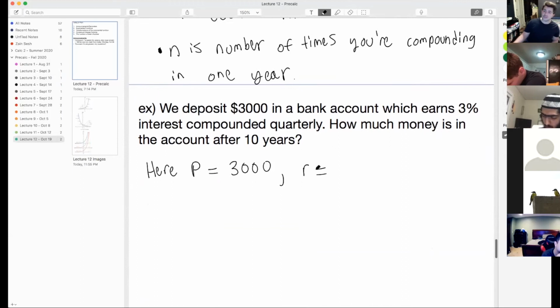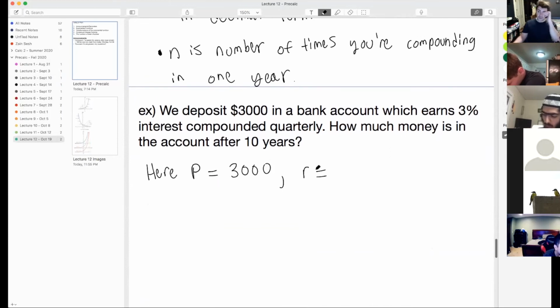R is going to be your interest rate, but in decimal form. I haven't gone over this, but to convert from percentage to decimal, you just need to move two places to the left, or you divide by 100. So it will be 0.03. I hope that's okay, converting percentage to decimal. You put the decimal point there, and it will be 0.03.